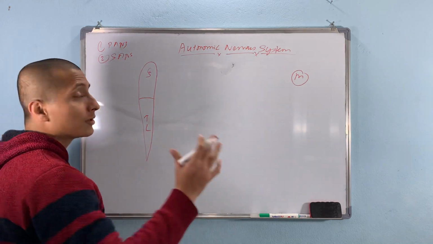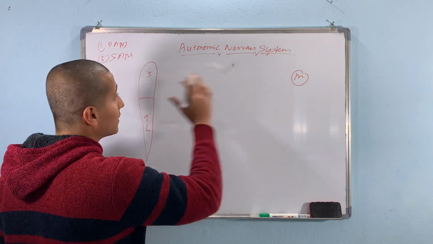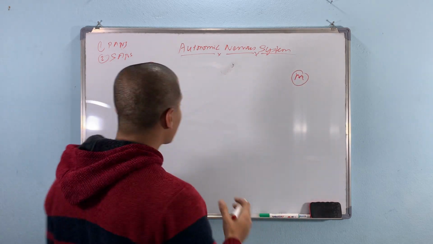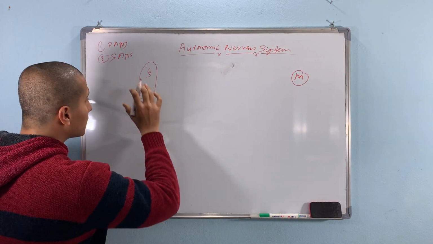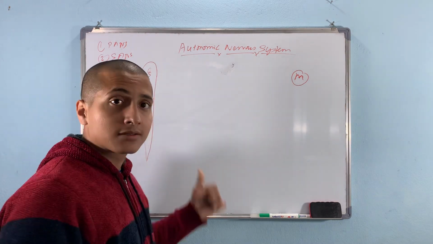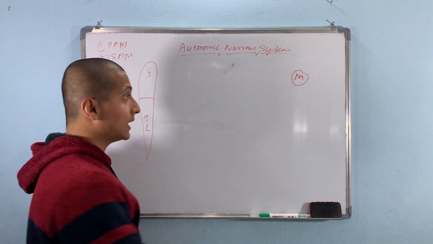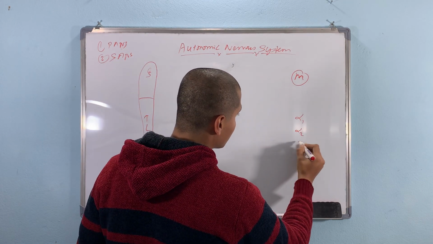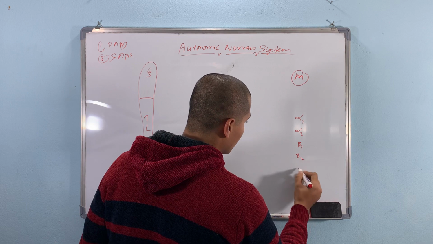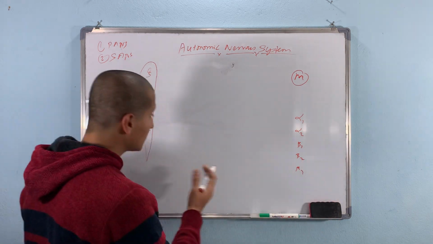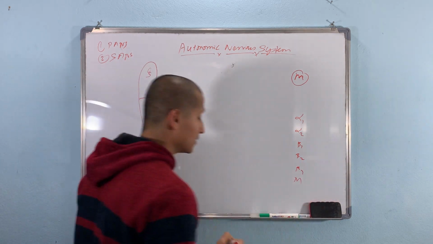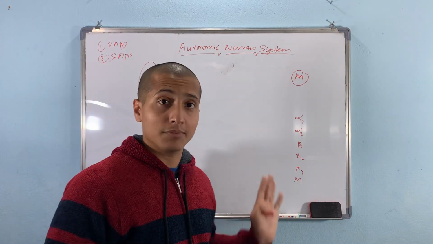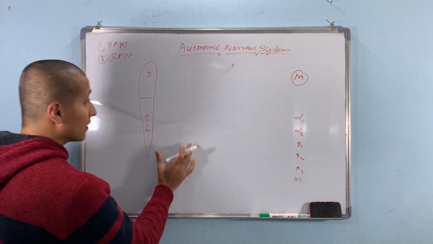The major receptor of the parasympathetic nervous system is the muscarinic receptor, which is represented by M here. The sympathetic fibers that come from the thoracolumbar area communicate with different receptors like alpha 1, alpha 2, beta 1, beta 2, and beta 3, and so on. And it even communicates with the muscarinic receptor, right? We'll talk about this receptor possibly in the next video, but for now, let's understand this much.